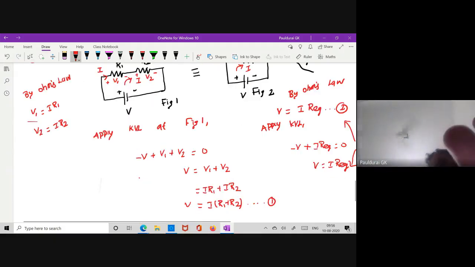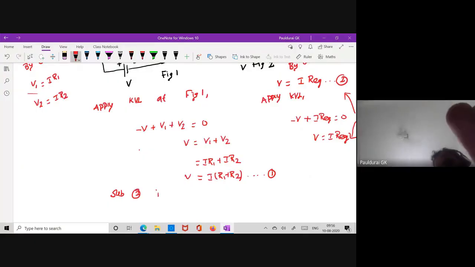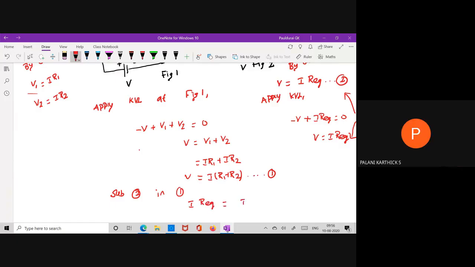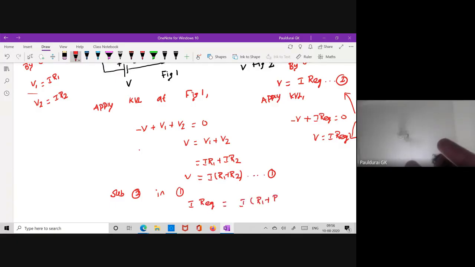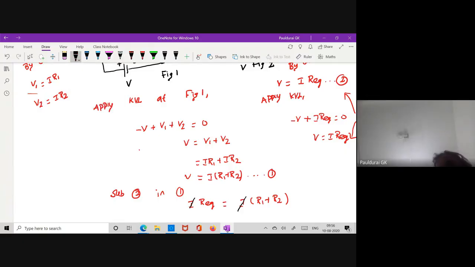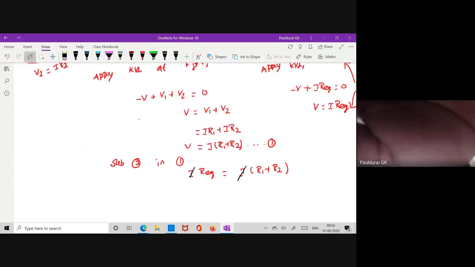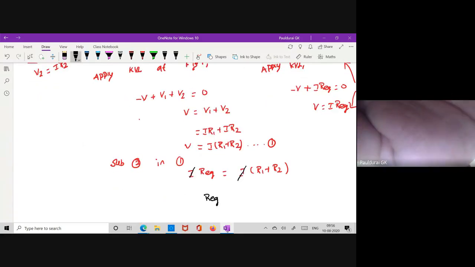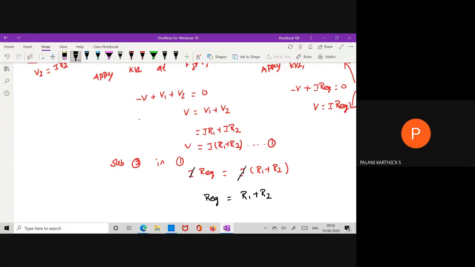So now you know what V is. Now substitute equation number 2 in equation number 1. What will you get? V equal to I into R equivalent, which is equal to I into R1 plus R2. Now both I get cancelled, because the same current flows in series. So R equivalent is equal to R1 plus R2. Very simple derivation. Do you want to repeat this? No.